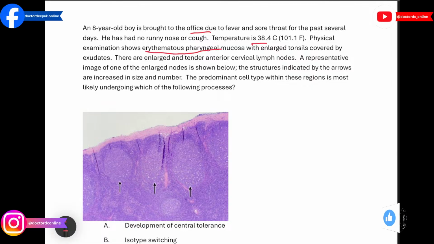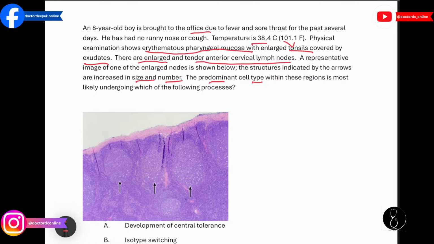Physical examination shows erythematous pharyngeal mucosa with enlarged tonsils covered by exudate. The cervical lymph nodes are enlarged and tender. An image of one of the enlarged nodes is shown below. The structures indicated by the arrows are increased in size and number. The predominant cell type within these regions is most likely undergoing which of the following processes?